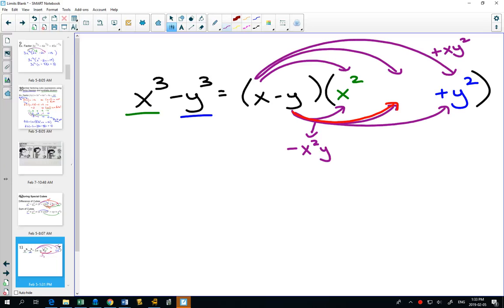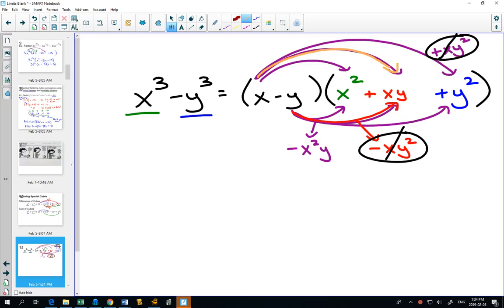If I make this an xy, a positive xy, then this branch will become negative xy squared. And those two would cancel each other out. I now need to check, does that work? Because I still have one more branch in here. This branch right here, x times xy becomes x squared y. And I notice that that one and that one will also cancel out.